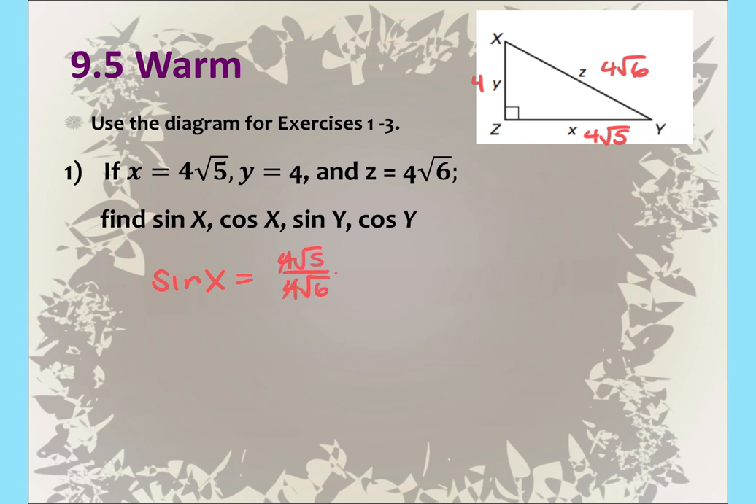And then the 4's cancel, and I get root 5 over root 6. But we can't leave it like that, so we rationalize it. Good. Times square root of 6 over square root of 6. And you get root 30 over 6. Good. 30 can break down, but it doesn't repeat. None of the terms repeat, so you're going to leave it like that. That's your sine of x.